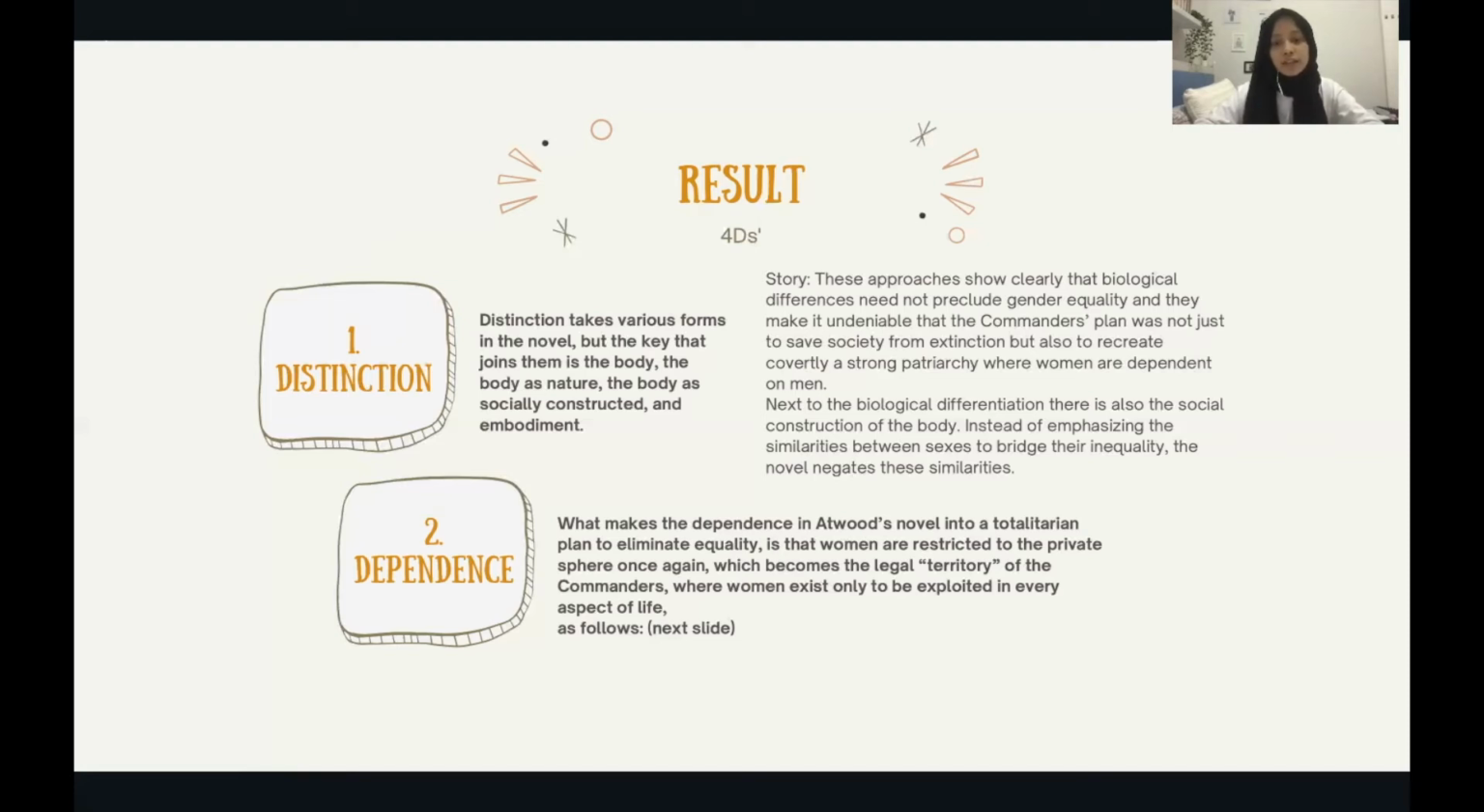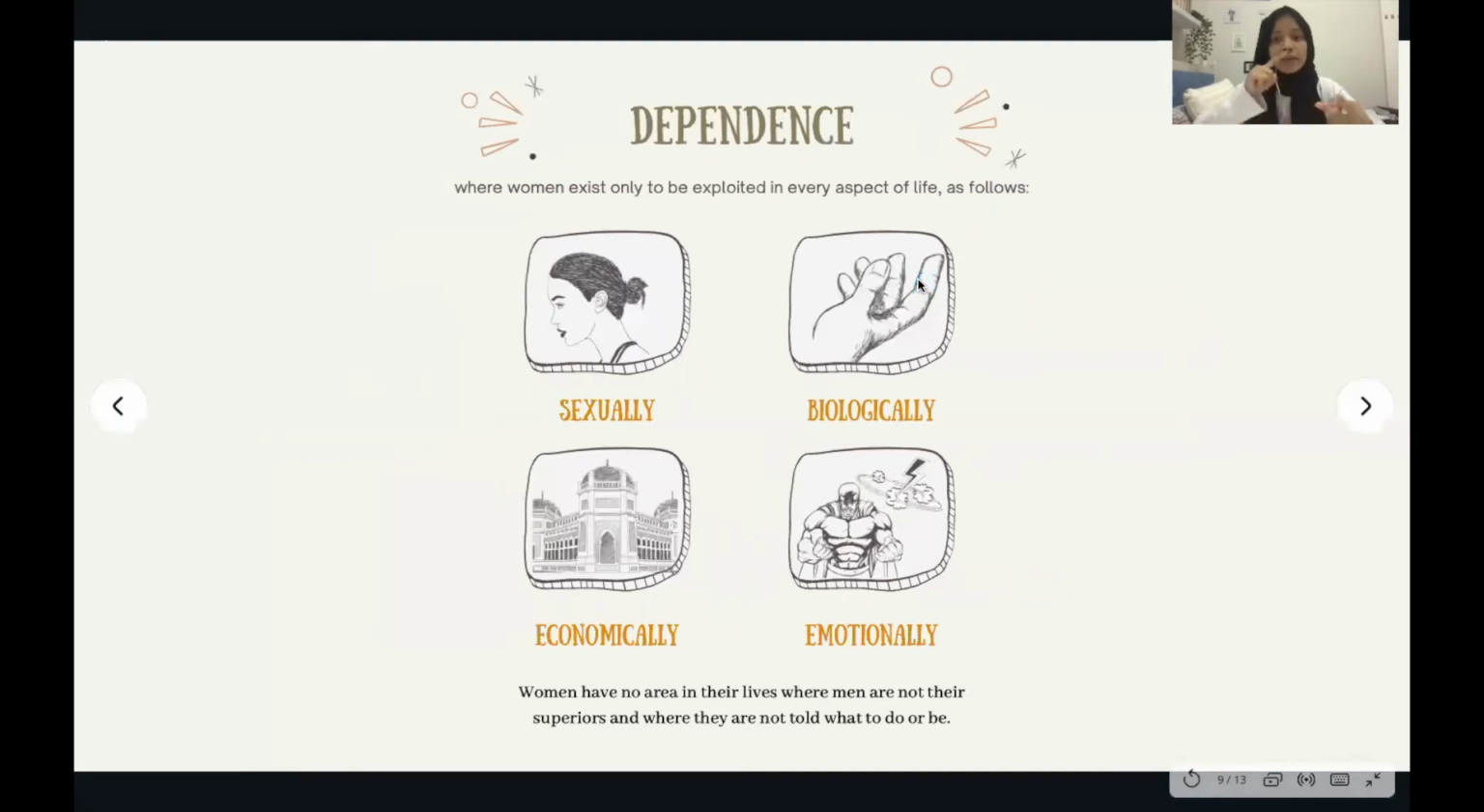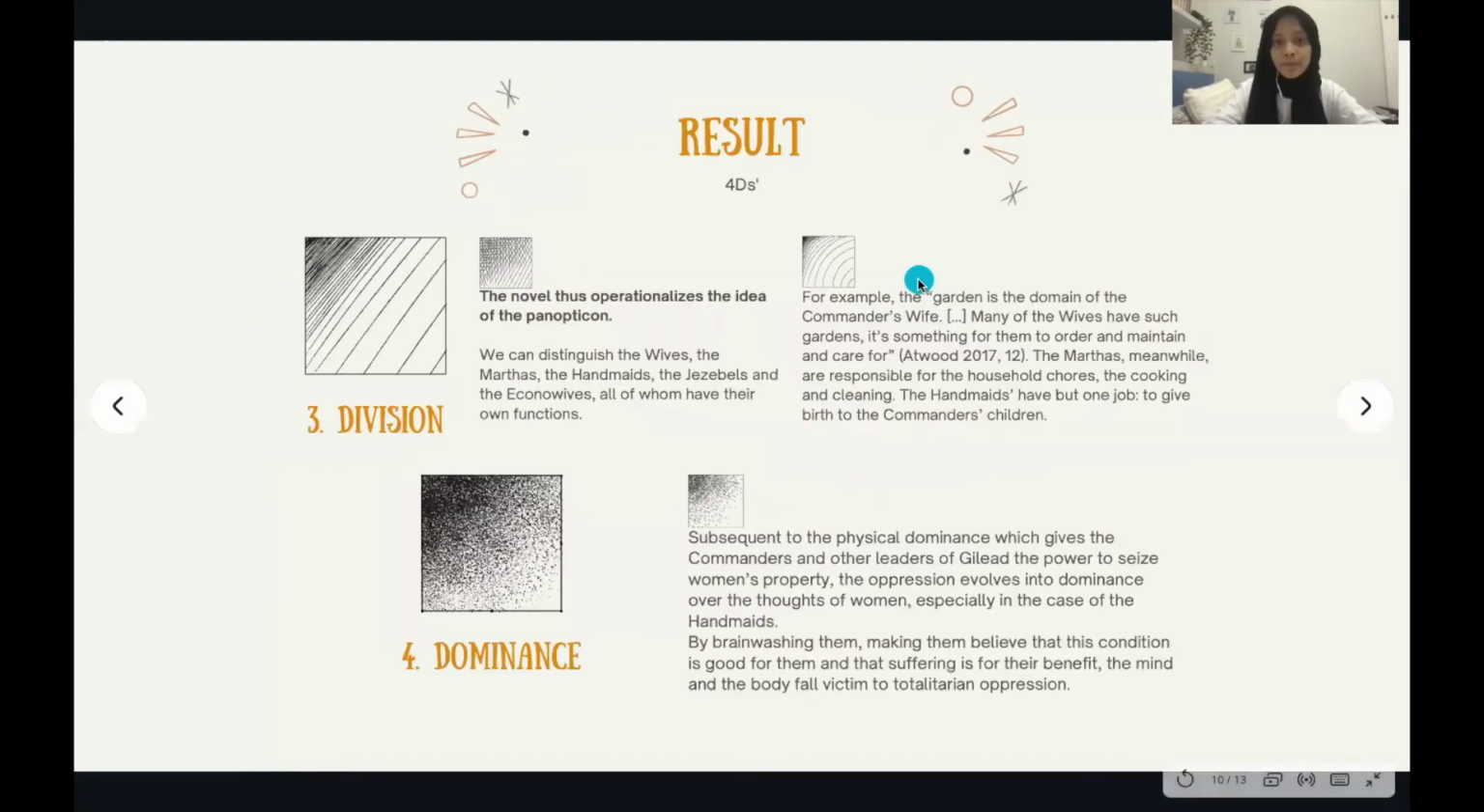What makes the dependence in Atwood's novel into a totalitarian plan to eliminate equality is that women are restricted to the private sphere once again, which becomes the legal territory of the commanders, where women exist only to be exploited in every aspect of life: sexually, biologically, economically, and emotionally. Women have no area in their lives where men are not their superiors and where they are not told what to do or be. And the third point is the vision.